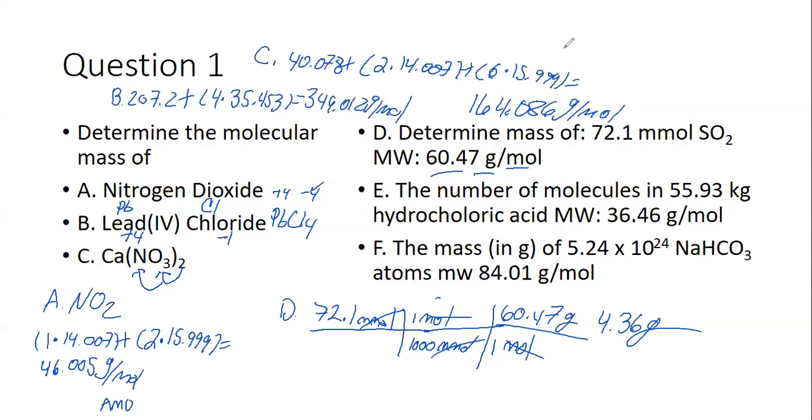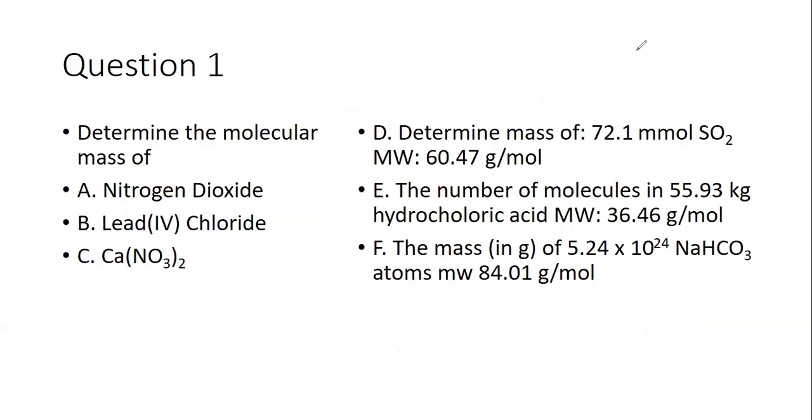Okay, let's do some conversions. Spent about 2 weeks at the beginning of this class doing conversions. Hopefully some of that stuff stuck. Now we're going to use it in chemistry terms. The number of molecules in 55.93 kilograms HCl, hydrochloric acid. Hydrochloric acid has a molecular weight of 36.46 grams per mole. Okay, so I want molecules, and I start with kilograms.